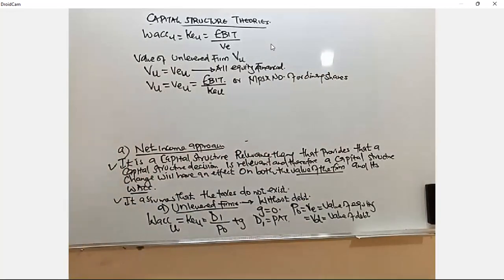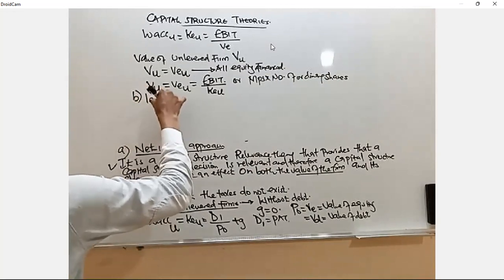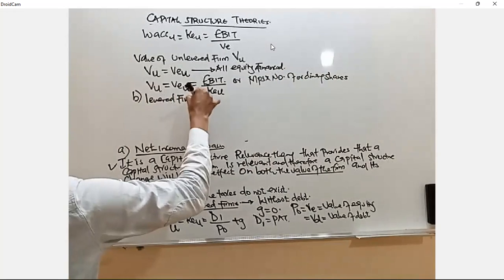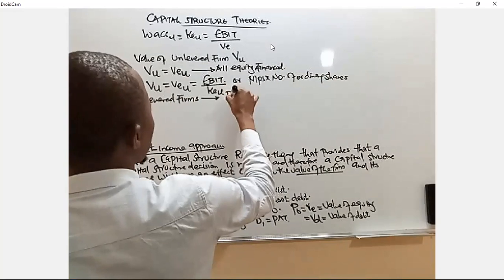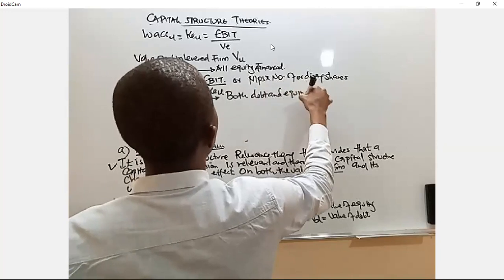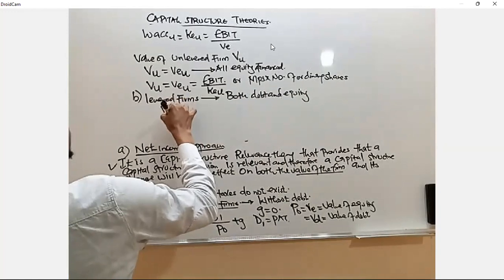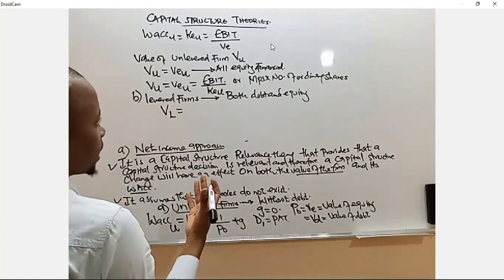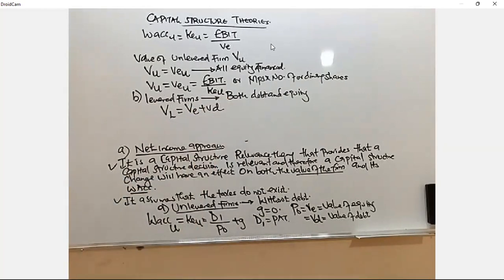Let us look at the second firm. We normally have unlevered firms, and we also have levered firms. So under B, I am going to analyze my levered firms. These are the firms which are financed by both debt and equity. So to get the value of the levered firm, I take the combination of the value of equity plus the value of debt.